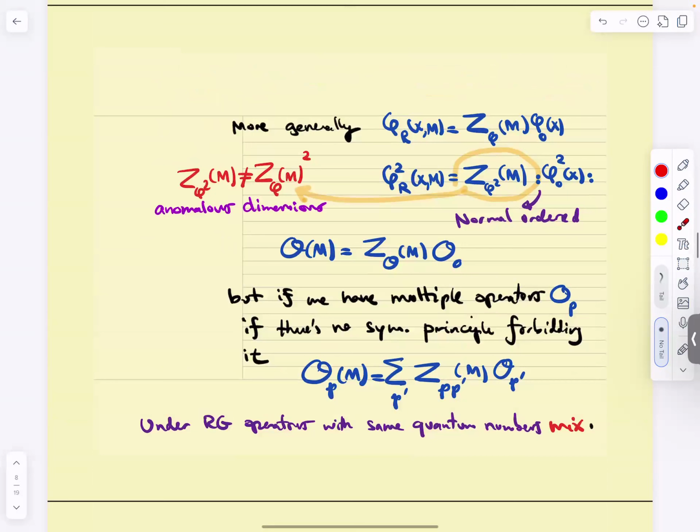Is this clear? Why do we expect them to mix more as we do our RG flow? Because there are more and more interactions allowed. Let's say you start with a theory that has a bunch of terms. As you start flowing, all sorts of higher order interactions appear, right? Because higher loops will create all sorts of external legs, right?